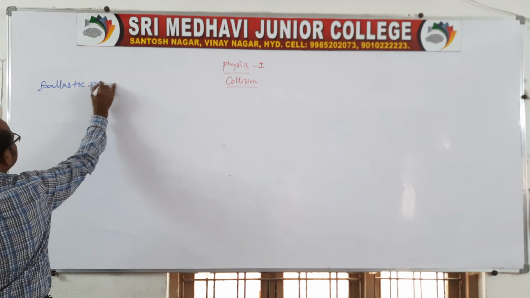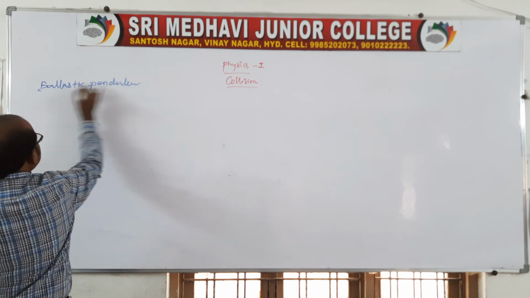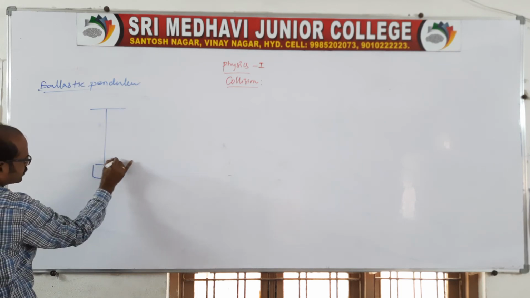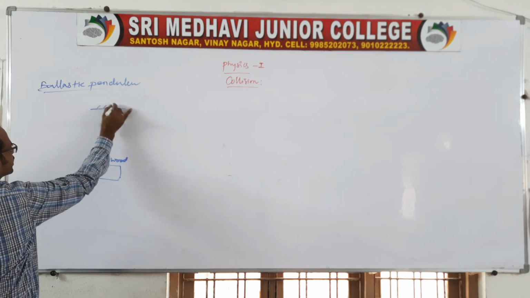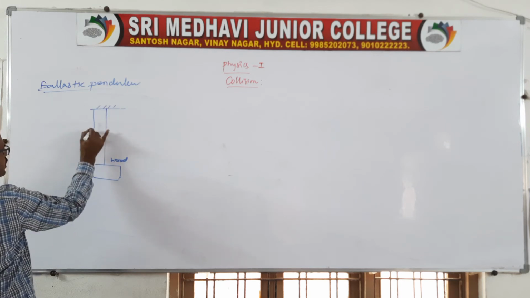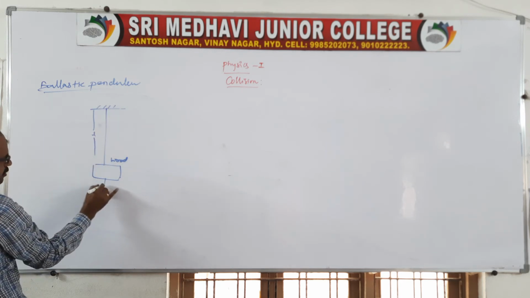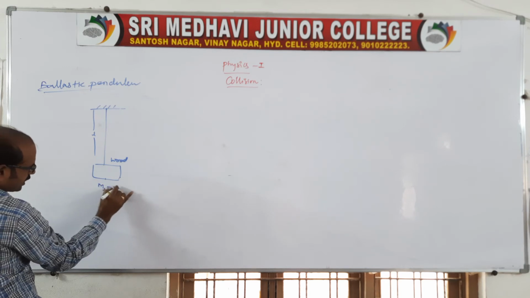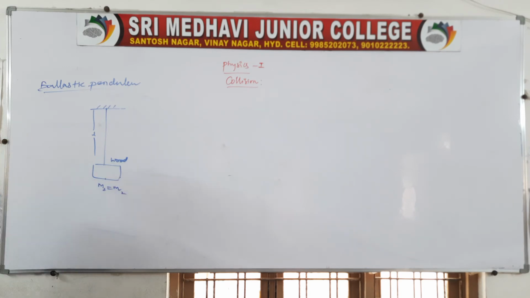Ballistic pendulum, that is when a wood log is suspended by a thread. From the suspension, the length of the thread is L. The mass of the wood is m2.